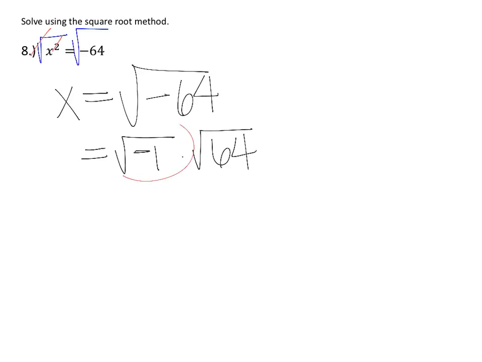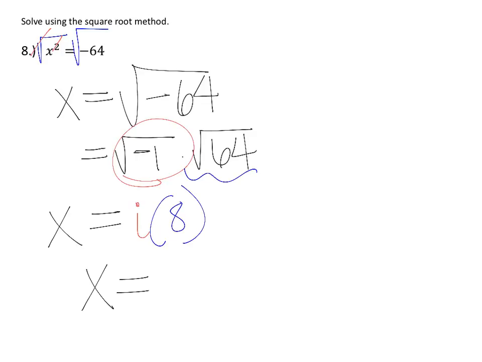So the square root of negative 1 is i, and then we have the square root of 64, which is 8. So x equals i times 8, so our final answer is x equals 8i.